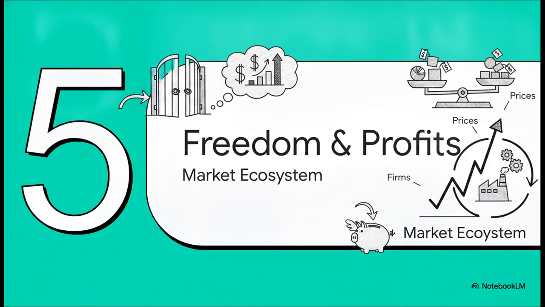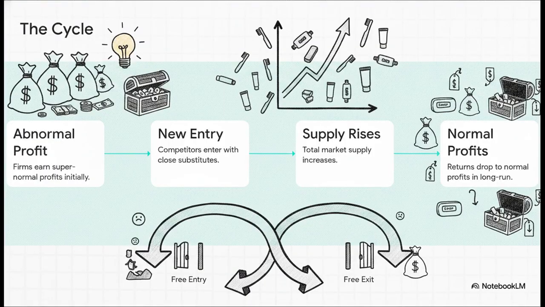That brings us to our final part, Section 5, Freedom, Prices, and Profits. Let's tie the whole shebang together and see how the rules of entry, pricing, and long-term profits finalize this ecosystem. See, monopolistic competition is characterized by the total freedom of entry and exit. There are no massive barriers stopping new businesses from joining the fray, and this creates a very specific economic life cycle. Step 1. An existing firm strikes gold with a new formula and starts making abnormal or supernormal profits.